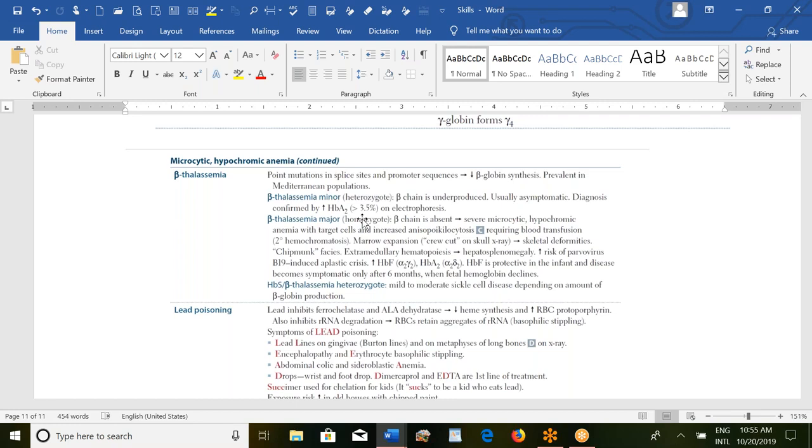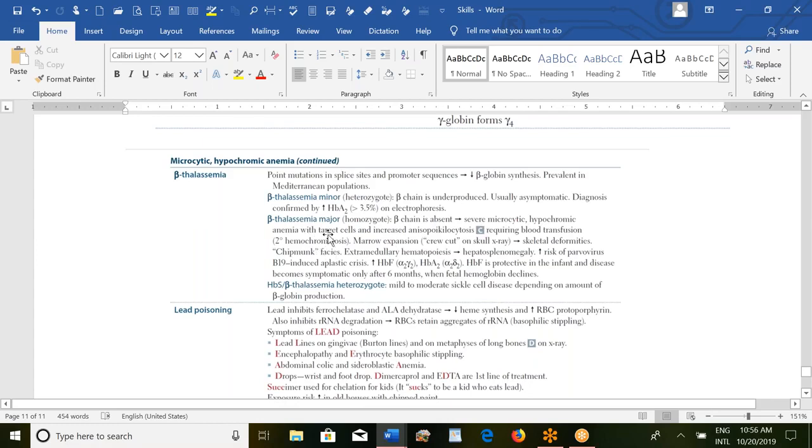It means beta thalassemia minor. Here in beta thalassemia minor, the beta chain is underproduced. And in beta thalassemia major, which is the homozygous state, the beta chain is absent. So the patient can have severe microcytic hypochromic anemia with target cells.